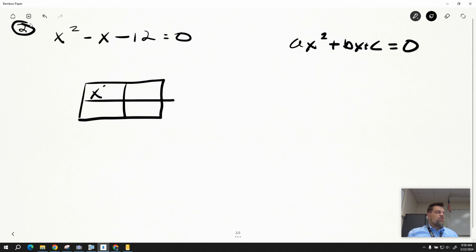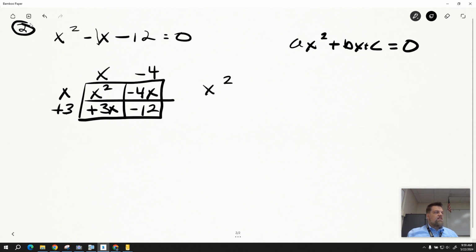So I know this is x squared, and I know my last term is going to be 12. So this will be x times x, and then I got to think of two numbers that when I multiply them together, I get negative 12, but when I add them up, I get a negative 1. So that's going to be negative 4 and positive 3. Negative 4 times x is just negative 4x. And then positive 3 times x is a positive 3x. And then negative 4 times positive 3 is negative 12.